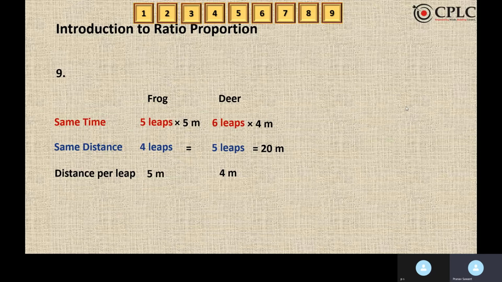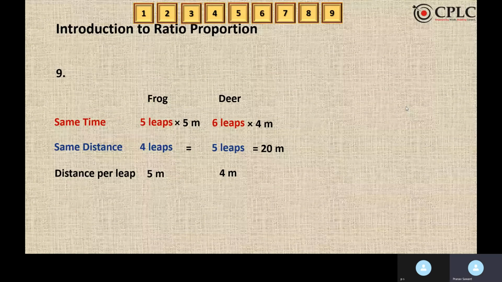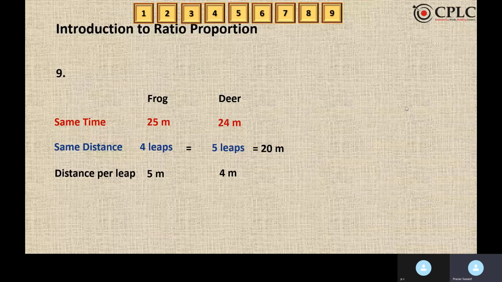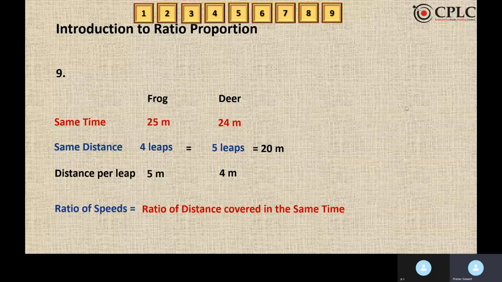Now, in the same time, we have to calculate the speed. So, we'll simply do 5 leaps into 5 meters as the distance per leap is 5 meters. Similarly, for deer, we'll do 6 leaps into 4 meters as the distance per leap is 4 meters. So 5 into 5 is 25, 6 into 4 is 24, hence 25 is to 24 is the answer because ratio of speeds is equal to ratio of distance covered in the same time. Hence 25 is to 24 is the final ratio.